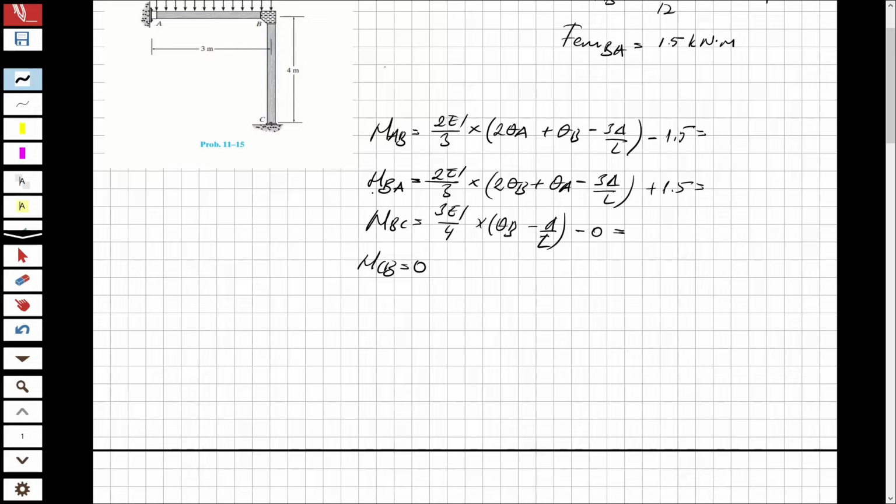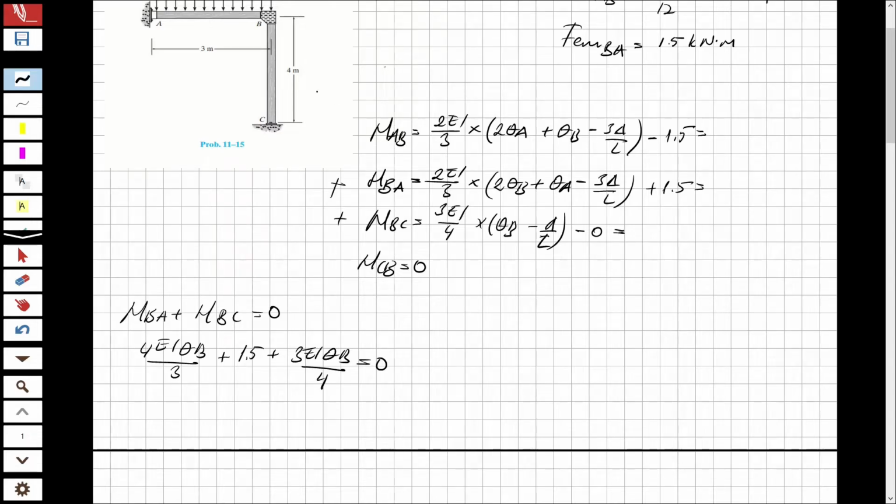And now the two moments at one support, the summation of them must be equal to 0. So what is the summation of them? The moment BA plus moment BC equal to 0. Okay? So here it will be 4EI theta B over 3 plus 1.5 plus 3EI theta B over 4 equal to 0.